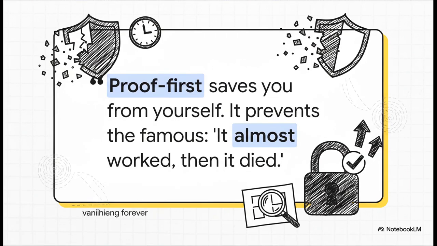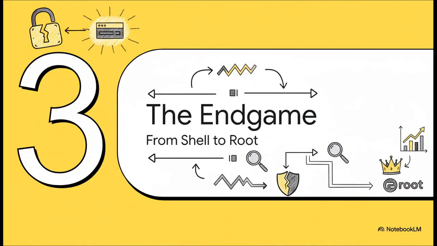And this is exactly why it matters. This quote from the source material is just perfect. A proof-first approach stops you from that universally frustrating experience where a fragile shell works for a split second and then just vanishes forever. It saves you from your own impatience. Okay, so once you have that initial shell, the whole game changes. We're moving into the end game now, where the focus shifts from just getting in to stabilizing your foothold and choosing a privilege escalation path based on cold, hard evidence.